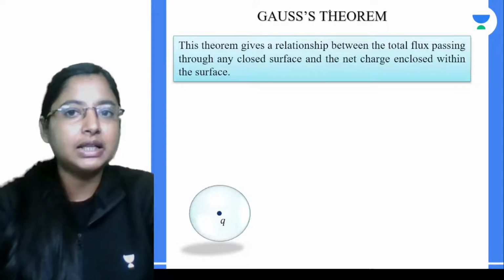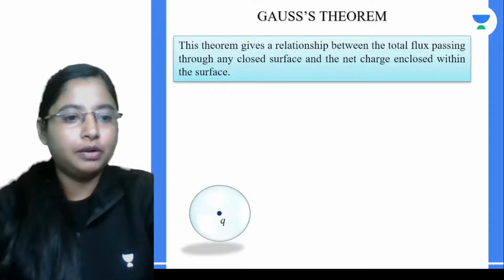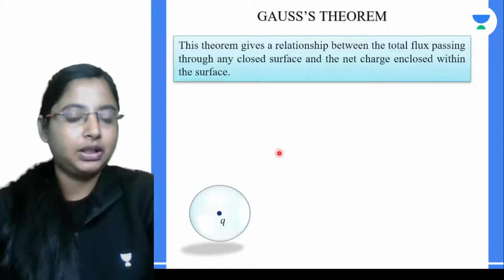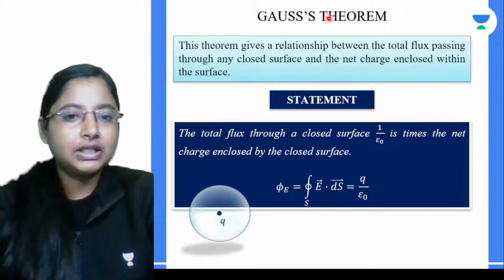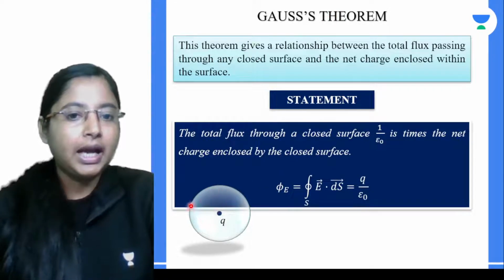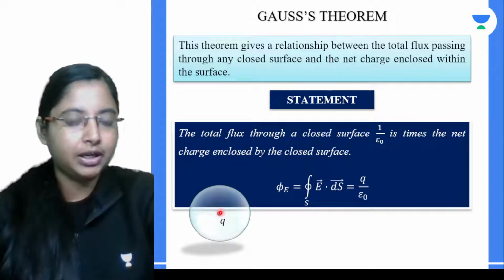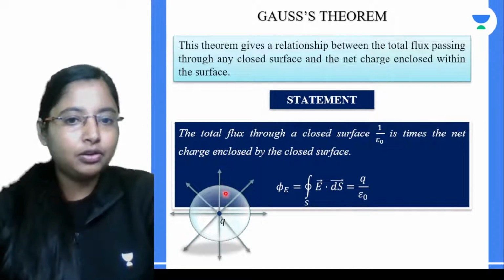It just gives us a relationship between the total flux through any closed surface and the net charge enclosed within that particular surface. So Gauss's law gives the statement about the total flux through any closed surface. We have a charge and there is a closed surface around this particular charge, and the total flux that is passing through this surface.